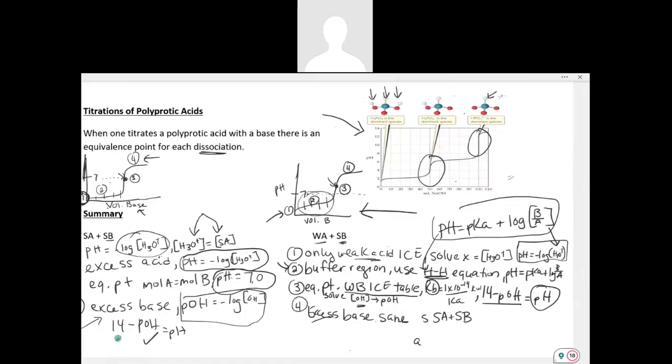And then once we get to point 4, we are in the excess base region again. So we have to solve for our hydroxide ion concentration, find our pOH, and from there, 14 minus pOH will give us our pH.